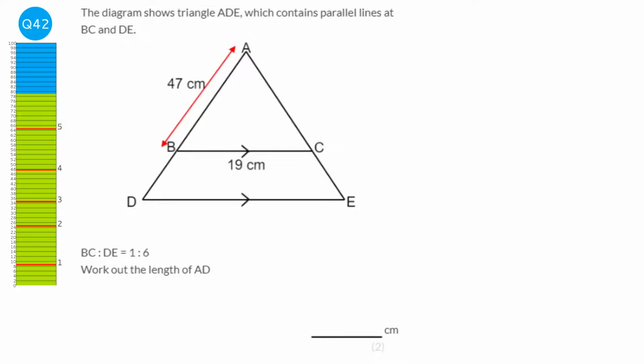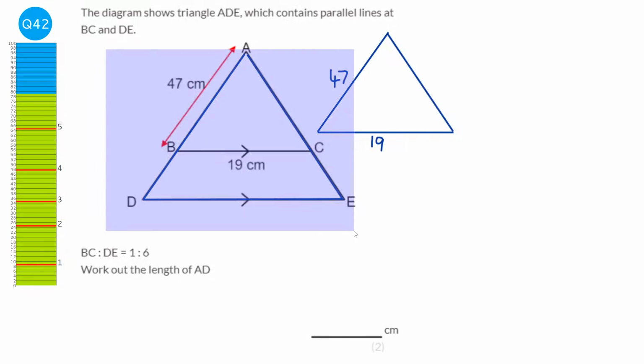With these questions, it's normally easier to view these as two separate triangles. So we've got a small triangle here with 19 and 47. And what I'm going to do is I'm just going to move this out. And we've got a bigger triangle here. And we don't really know what any of the sides are just yet, but we can work them out.